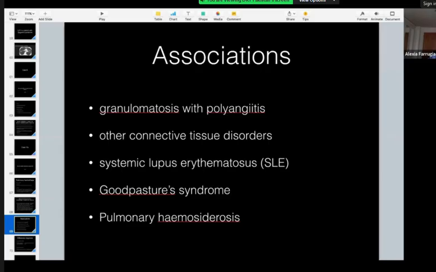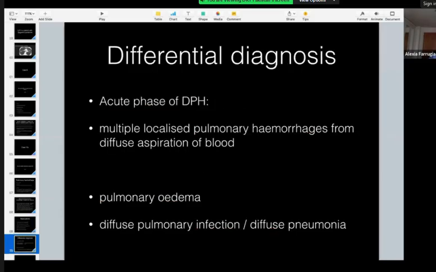So the differential diagnosis of this appearance, as you rightly said, is pulmonary edema and diffuse pneumonia. But in this case, the heart was normal in size. There were no pleural effusions, no fluid in the fissures. So when he had hemoptysis, this was put down then to pulmonary hemorrhage.